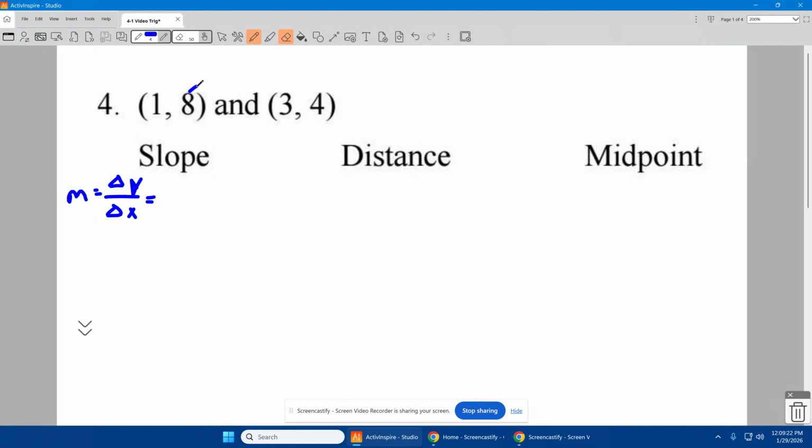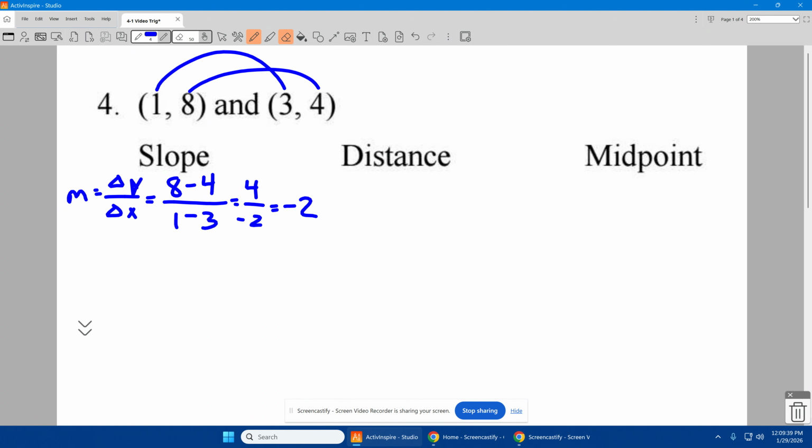So I'm going to go 8 minus 4, because that just works much better for me. Since I start with the 8, I must start with the 1. 1 minus 3. So 8 minus 4 is 4. 1 minus 3 is negative 2. That means our slope is negative 2. So the slope here will be negative 2 between these points. So let's just put that here. Hey, we got a slope of negative 2.